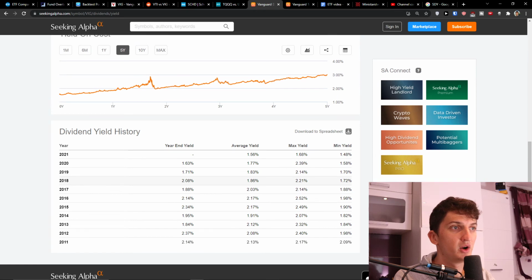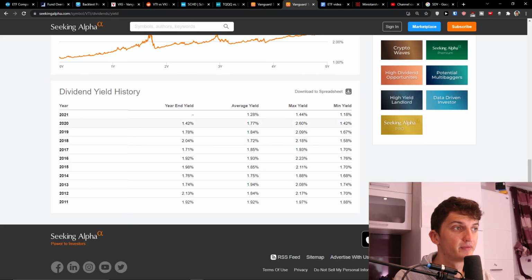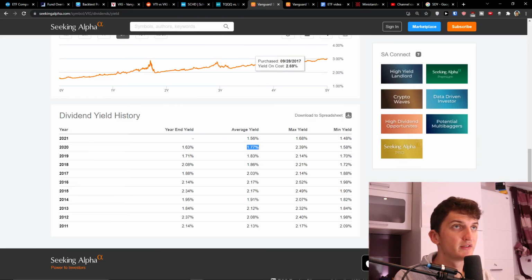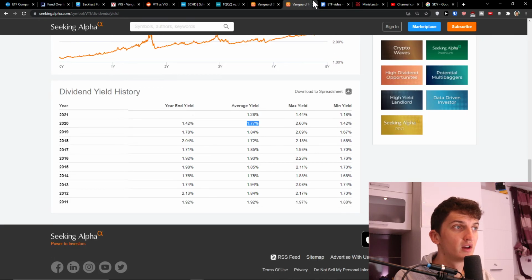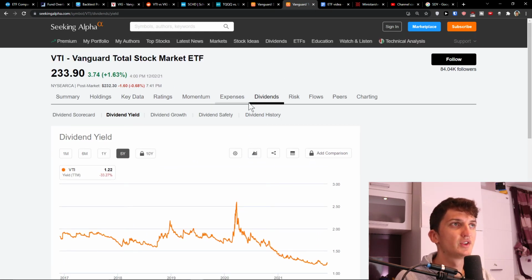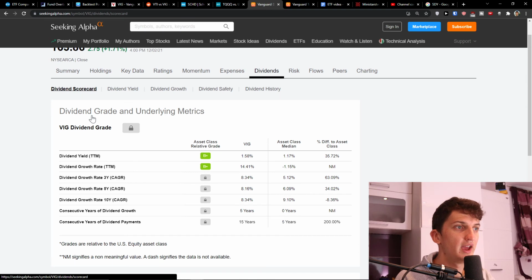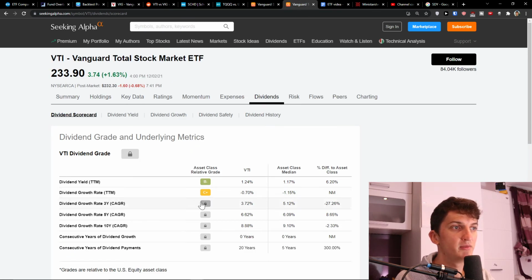So right here, we see this is VIG and 1.63, 1.77, 1.83 here, 1.77, 1.77, 1.84, 1.83, 1.86, 1.72. So many times they're similar, right? So this is another thing. And then we see the dividend scorecard here. And we see B plus, B plus, and B minus and C plus on the VTI side.